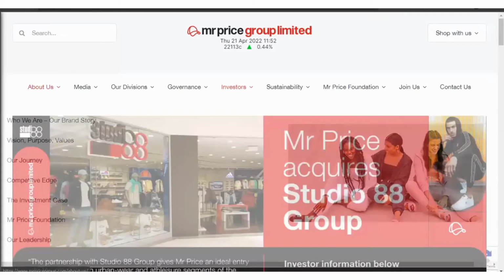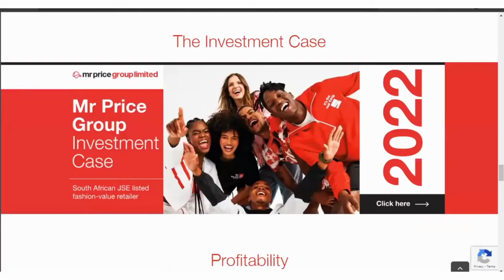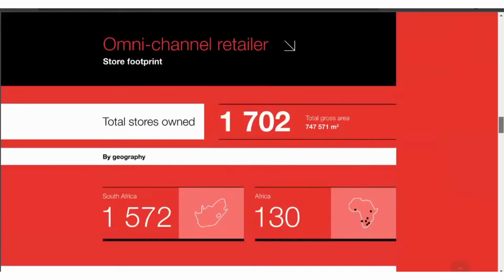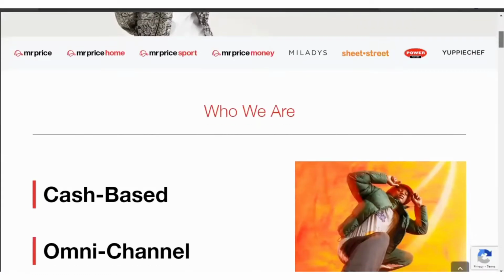So if I click About, I then get led to this page. And this is where Mr Price gives an investment case. They're basically telling you why you should invest in this company, why they think you should invest in this company.